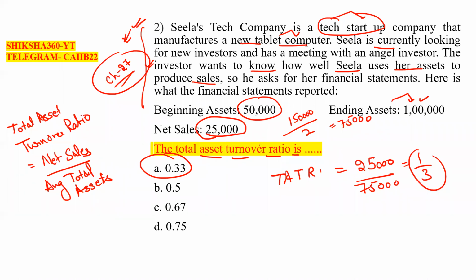So total asset turnover ratio, TATR, is equal to 25,000 upon 75,000. It comes out to 1 by 3, that is 0.33. So the correct answer here is 0.33. I think this question is clear to all of you.